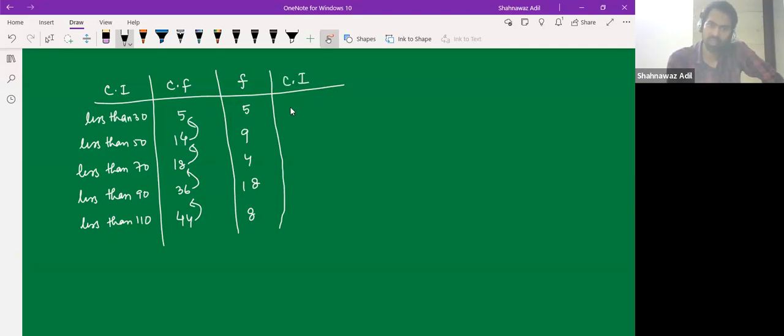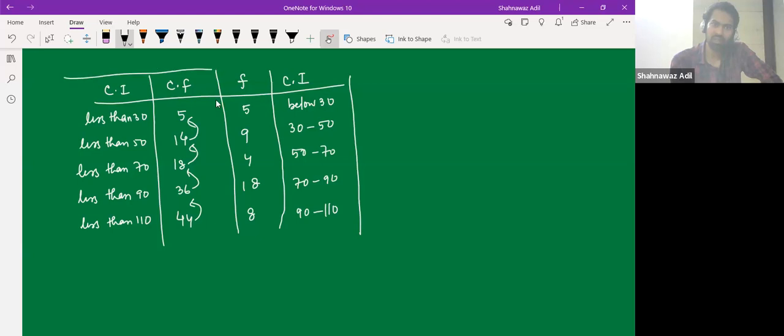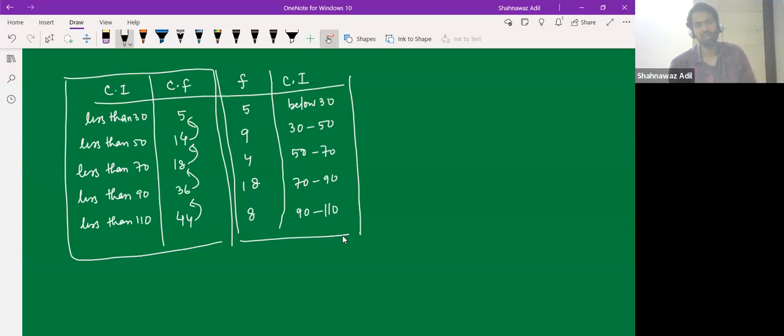form. So this would be below or less than 30, and then this is 30 to 50, then 50 to 70, 70 to 90, and 90 to 110. So we can change our data into this form. Whenever the question is given in this form, we have to change the data into this form, right? Because we know the calculation in the continuous class interval, right? Understood everyone? Any doubt?